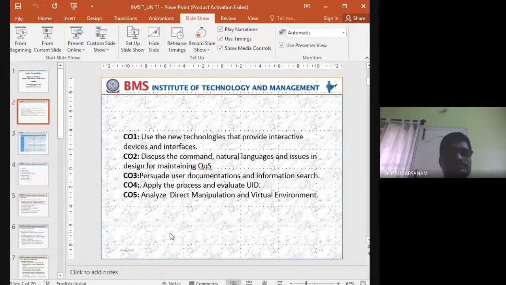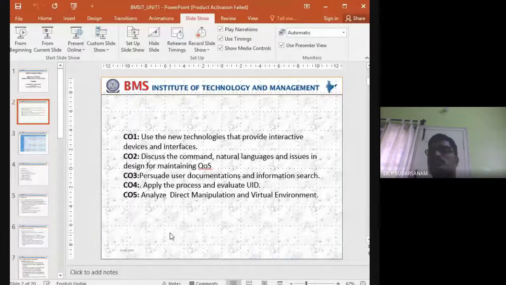The third one is persuade user documentation and information search. So what is the persuade? Suppose you are purchasing some grocery items. If you go to a normal shop, before going there we normally write it down: I need this much dal, this much soap, sugar or rice or wheat, whatever it may be. Whatever grocery items are required, we write it and go. We tell the shop person, he gives it, and we take those items home.